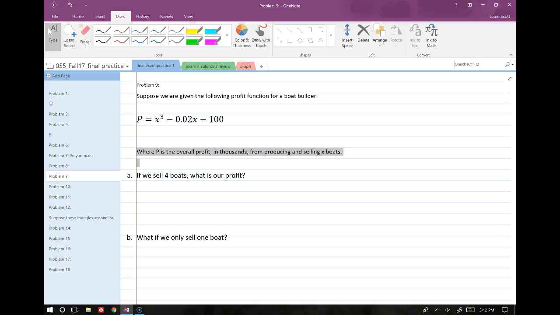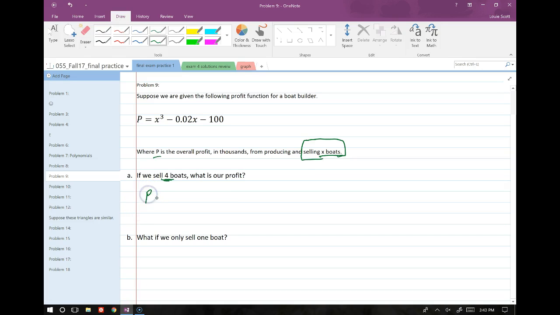All right, should have the basic concept down right now. So this is a basic evaluation problem. All we need to do is enter in the right variable and calculate, and we're done. So it says P is the overall profit in thousands from producing and selling x boats. This is the key right here where it tells us what x means. The first problem says if we sell 4 boats, what is our profit? That means x equals 4 in this first problem.